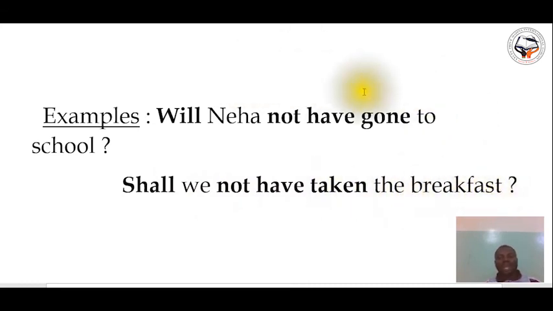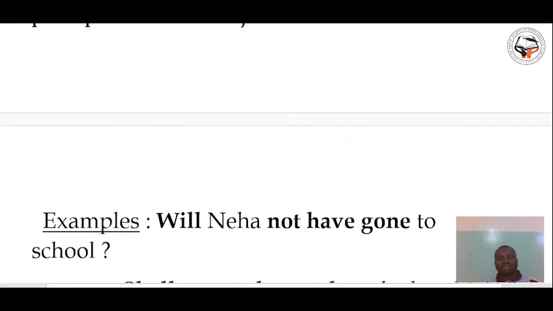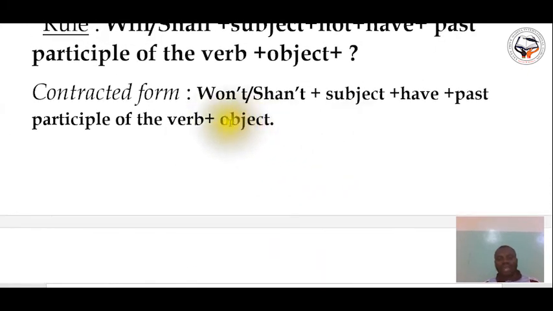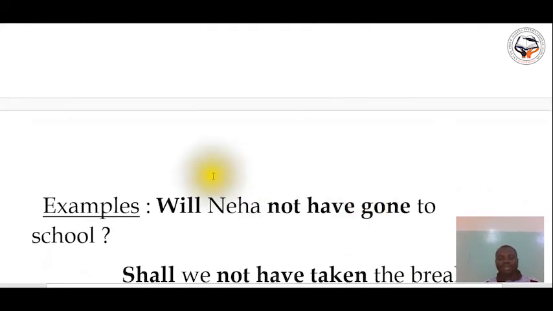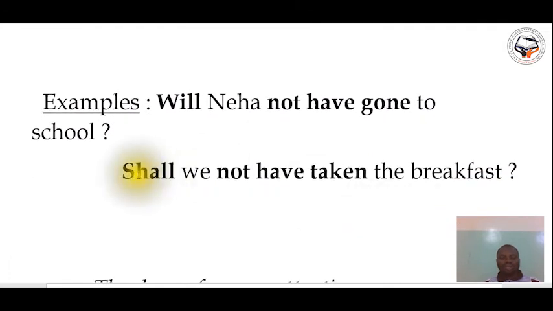Okay, here we are going to contract will and not, according to the rule given. Here we are going to say won't Niha, you put will and not together, it is won't Niha have gone to school? Won't Niha have gone to school? And if you contract shall and not together, it gives shan't we have taken the breakfast? Shan't we have taken the breakfast?